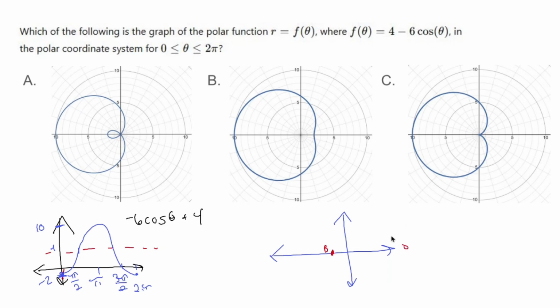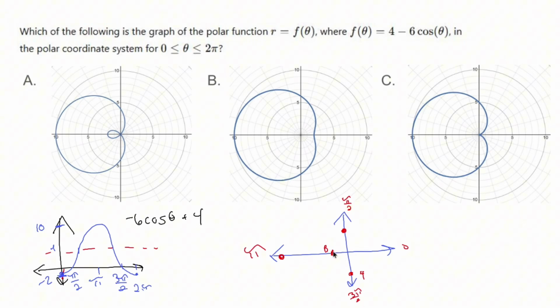If I were to make my way around to pi over 2, I have a point of 4. So pi over 2 is at 4. If I were to make my way to pi, at pi I'm at the very tippy top, which is 10. And then back to 3 pi over 2, which is going to be 4 again. And that's 3 pi over 2.